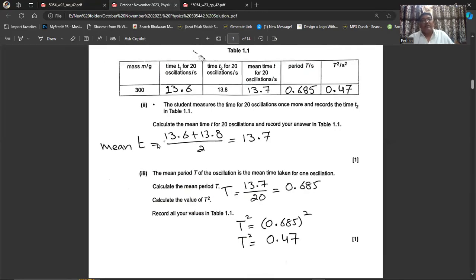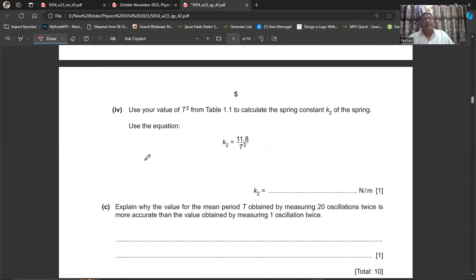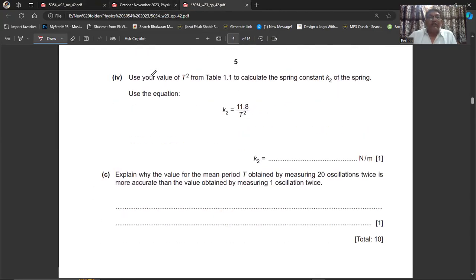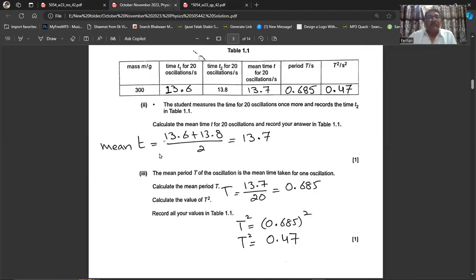Hopefully you can see this. Okay, then he says use your value of T square from table 1.1 to calculate the spring constant K2 of the spring. Use the equation. So here we are using K2 is equal to 11.8 divided by T square. The T square value I have already noted. So I am going to just use that value and we will find K2.